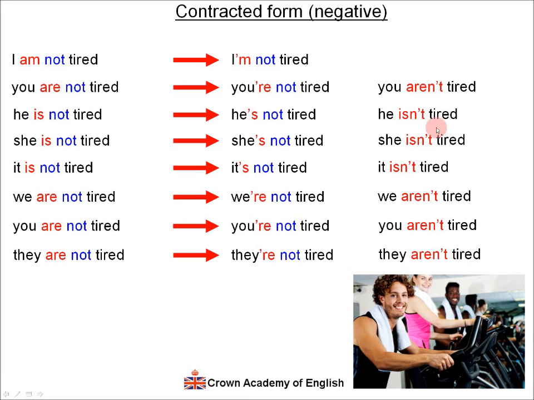So you can see with this choice, the contracted form is between the verb to be and not. So the apostrophe here is representing the missing letter O, aren't. Okay, so we have two choices.